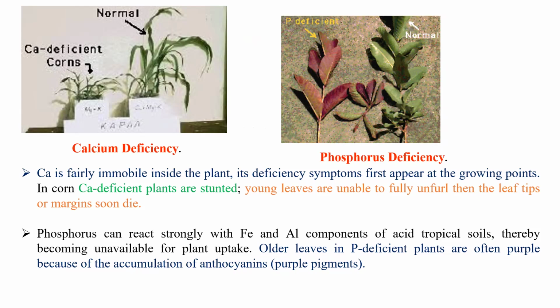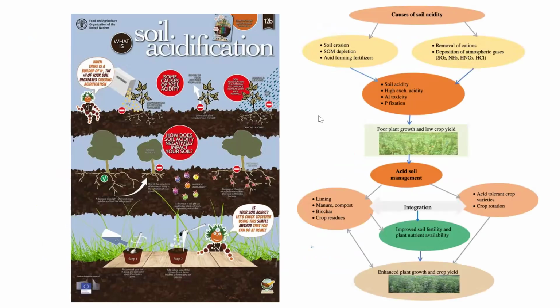Next is phosphorus deficiency. Phosphorus is available at a pH of 6.5 to 7. There is deficiency of phosphorus in acid soils, where the leaf shows a purplish discoloration. This purple discoloration is mainly due to the accumulation of a pigment known as anthocyanin, so the deficiency of phosphorus is seen in the leaves as a purple color appearance.